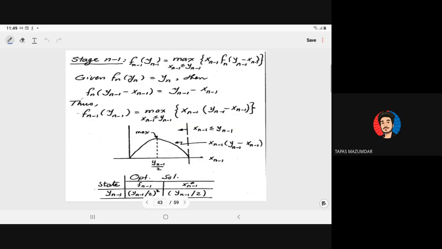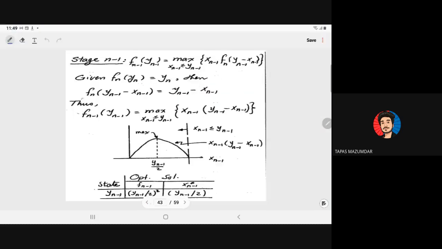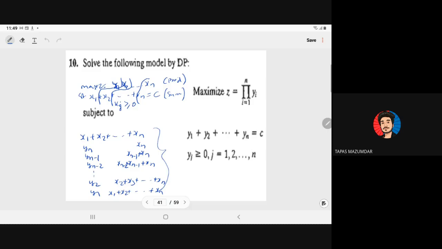Now for the stage n minus 1, we have to write the objective function. For stage n minus 1, what is the objective function? That is xn minus 1 into the optimal value of the nth stage.